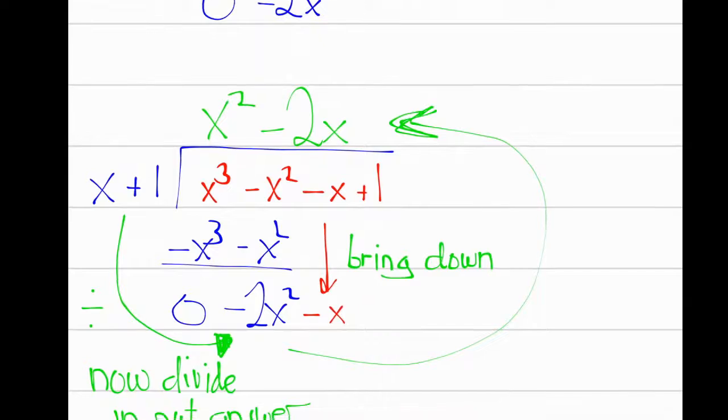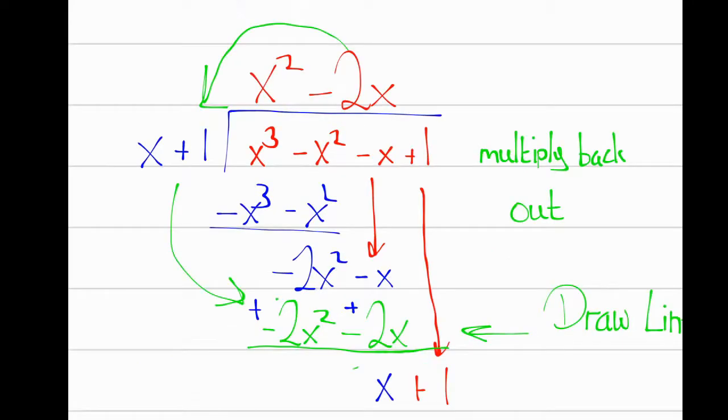What we then do is bring down this minus x. And we're then dividing this here, minus 2x squared minus x, by this. It's a repetitive pattern. Divide the minus 2x squared by x, we're going to get minus 2x on top. This then multiplies back down by these two terms. We get minus 2x times x will give us minus 2x squared. Minus 2x by plus 1 will give us minus 2x.